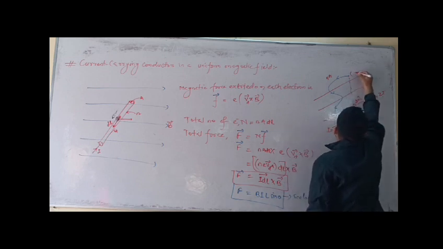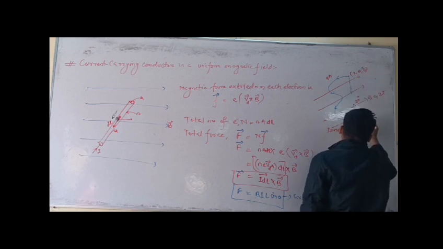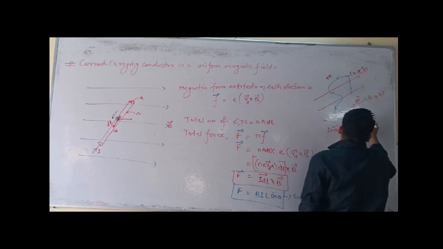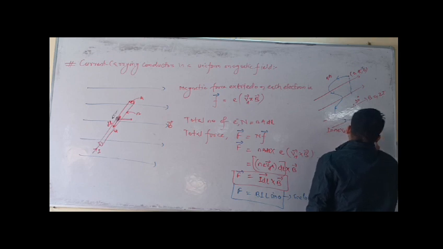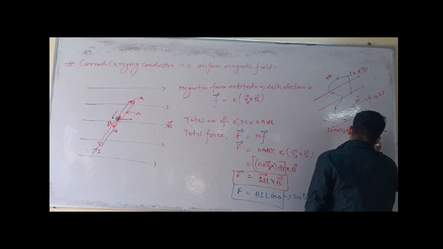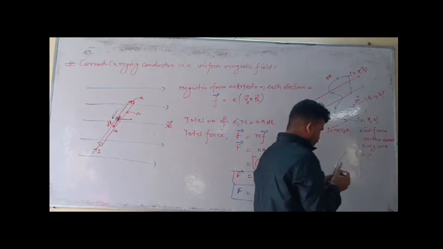The end points are (2,0,0) and (0,9,0). Okay. Find the force on the current carrying wire. What will be the force? Tell me. What will be the force?